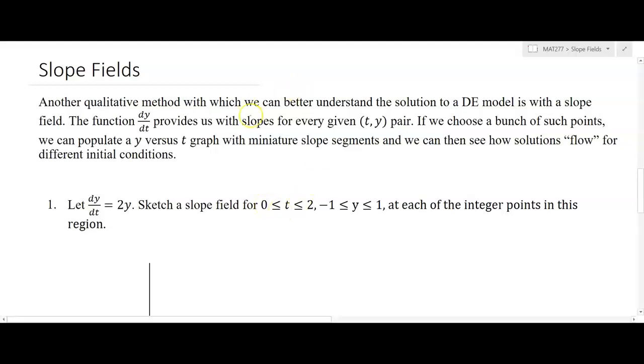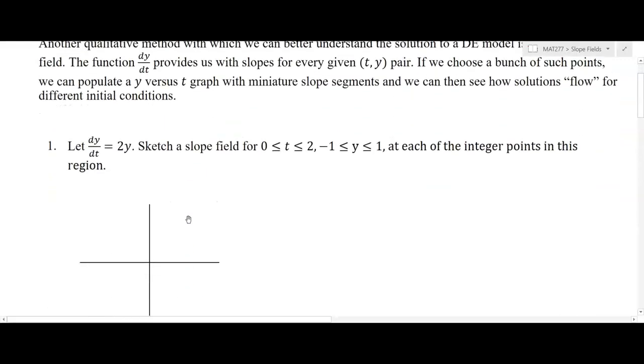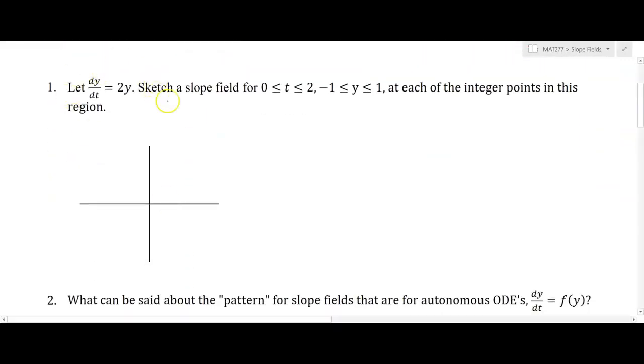Let's go ahead and take a look at this very first example. We have a differential equation, and we want to sketch a slope field for t over the interval 0 to 2 and y over the interval from -1 to 1 at each of the integer points in this region. The reason we're saying this is because there are infinitely many points, even from t equals 0 to 2.